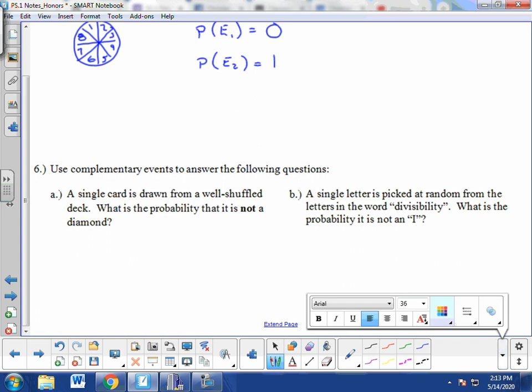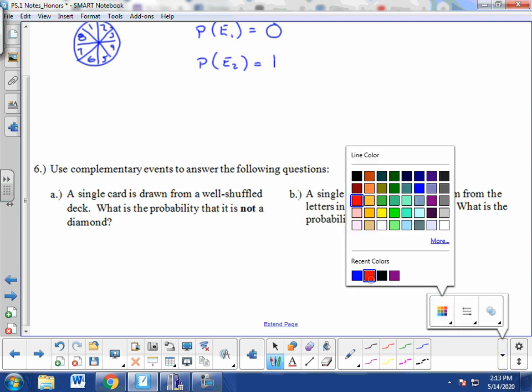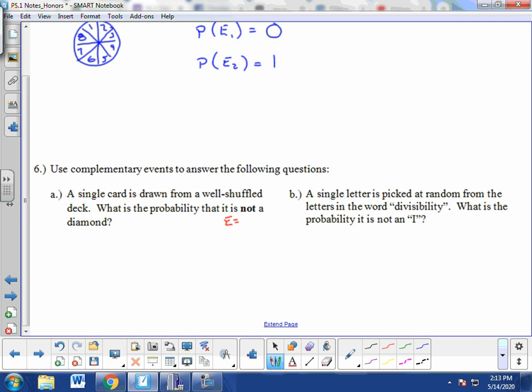So if we take a look at problem number 6, it says that a single card is drawn from a well-shuffled deck. What is the probability that it is not a diamond? So the event here is not a diamond. Well, what we need to do is figure out how many cards are in the deck as our sample space. That's going to be useful. But instead of figuring out how many cards of those are not diamonds, what we could do is rewrite this equation as 1 minus the probability that it is a diamond.